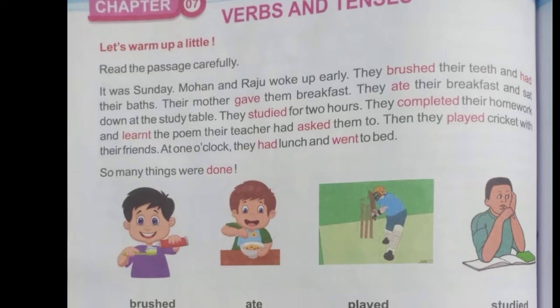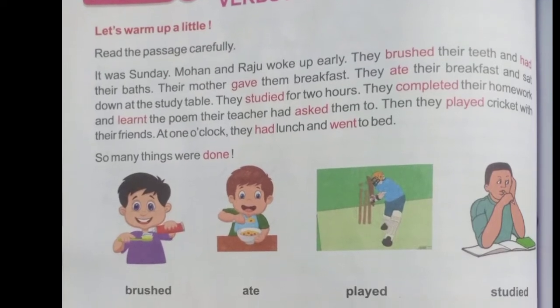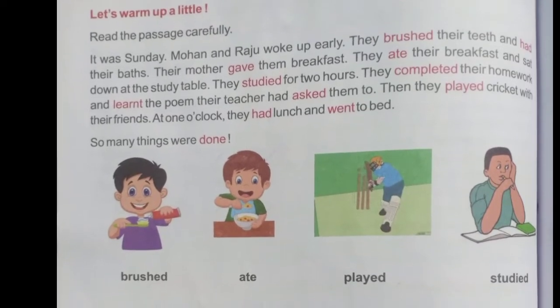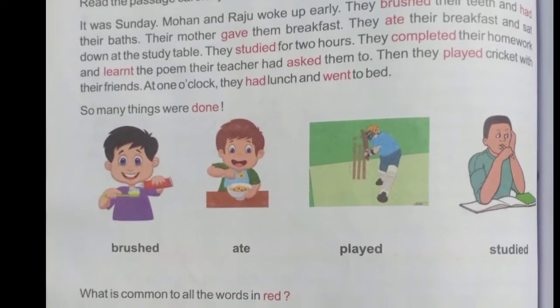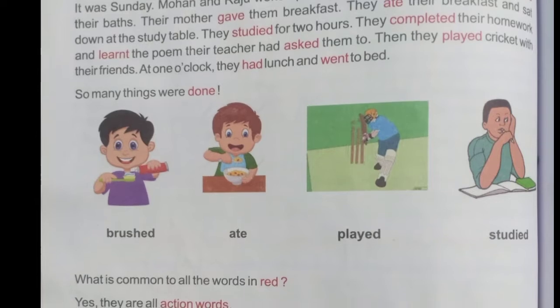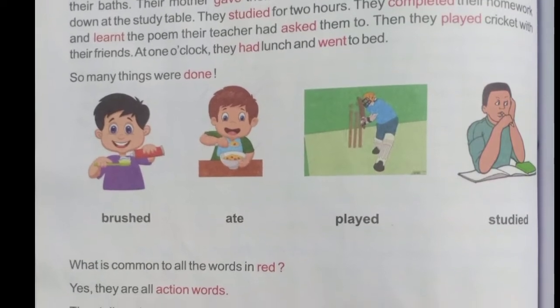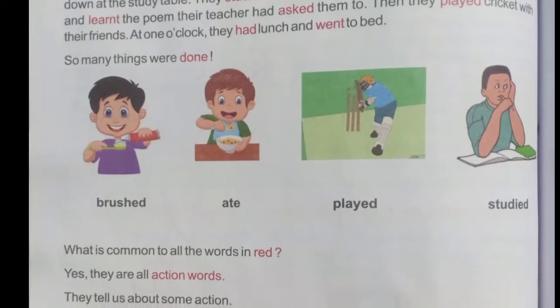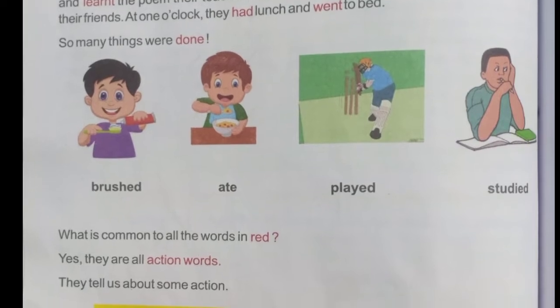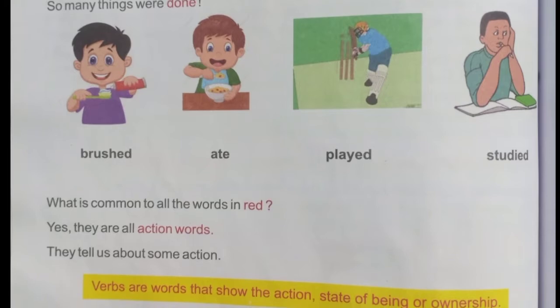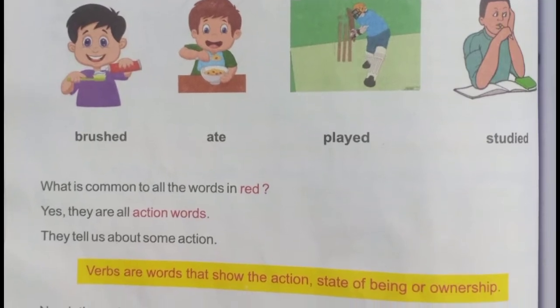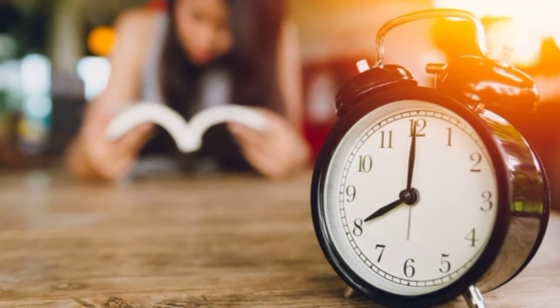In the previous video, we started lesson number 7 of our grammar book. Lesson number 7 is verbs and tenses. We have seen the term verbs. Verbs tell us about the action performed by the subject, or the state of being of the subject, or the ownership of the subject. It is the most important part of a sentence.